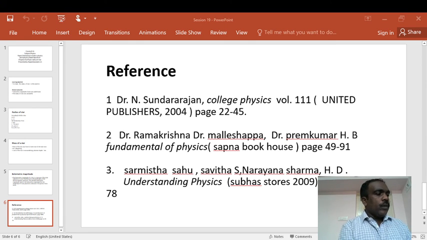Today we discussed the radius of the star. The radius of the star using surface temperature and luminosity: R is equal to (L by 4 pi sigma) to the power of half into 1 by T square.